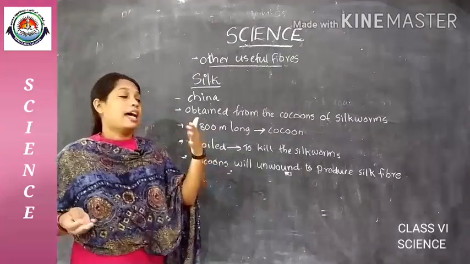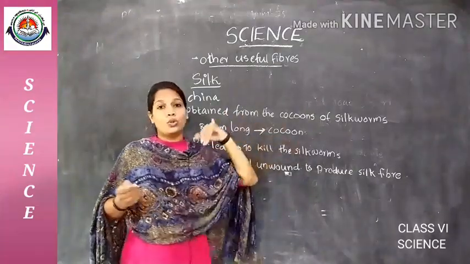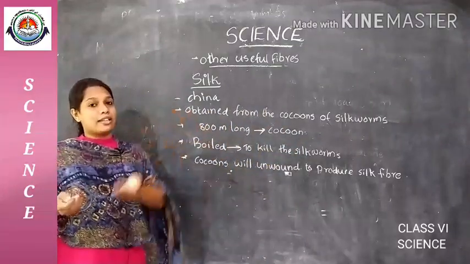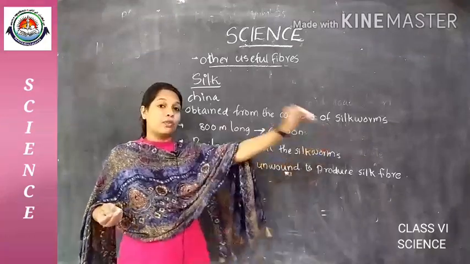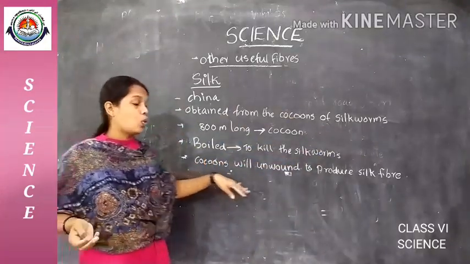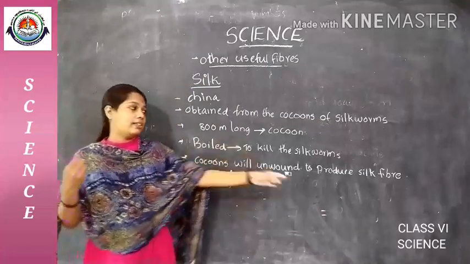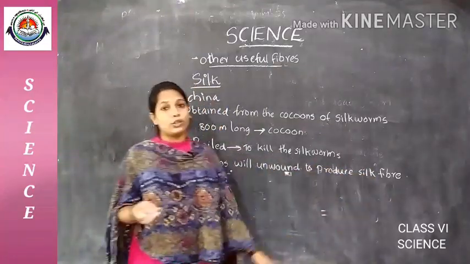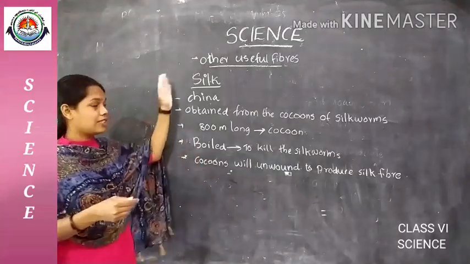silkworm will spin around 800-meter long threads to make the cocoons, and the silkworms are reared and the cocoons boiled to kill the silkworms, and after that the cocoons will be unwound to produce the silk fiber, and then this silk fiber is converted to silk clothes. Okay, so this is the process of preparation of silk.